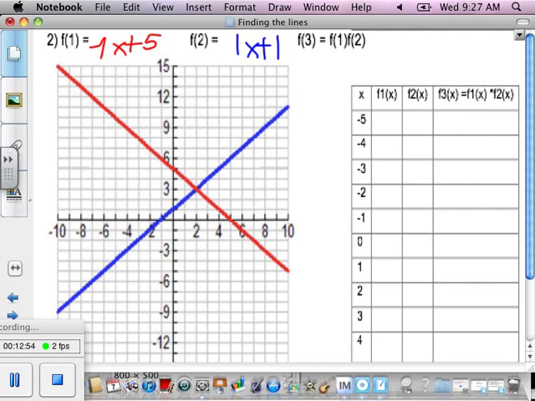Wait, are they flipped again? Like the last one? Nope, this one's fine. See how nothing's put in there for you? Doesn't matter which one's which then. Okay, so I'm going to do the red one. What is negative 5 times negative 1? Negative times negative is positive, 5 plus 5 is? 10. What is negative 4 times negative 1? 4. 4 plus 5 is? 9. What do you think the next one's going to be? 8. 7, 6, 5, 4, 3, 2, 1, 0.